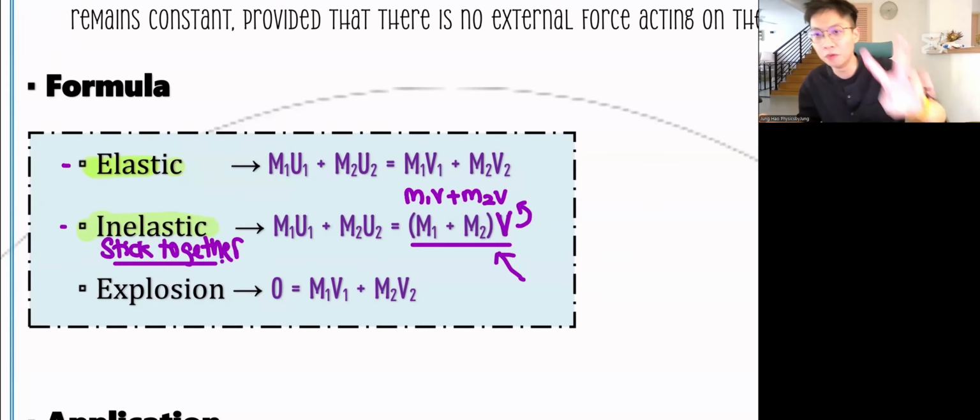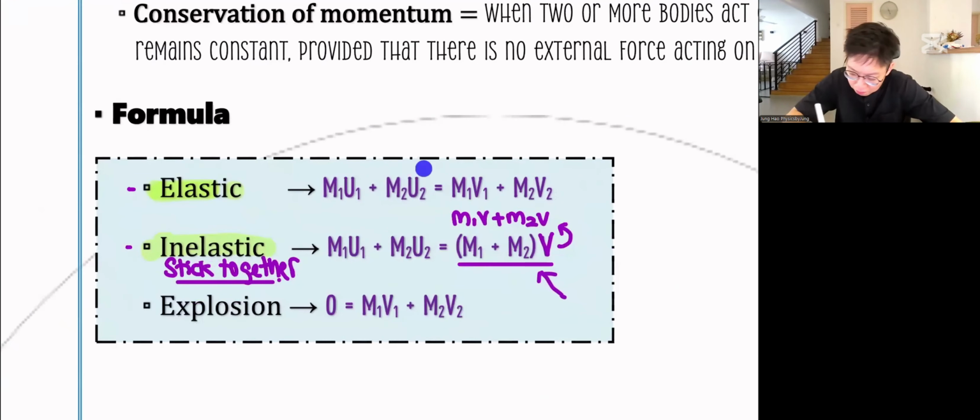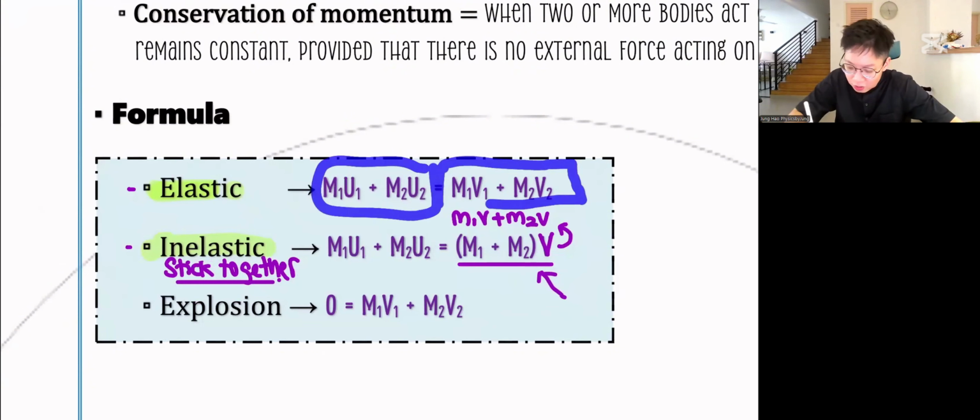Their v will be the same. Okay, can? All right. So why I say that actually all these formulas in momentum is a waste of time? Because if you look at it, the before and after formula is the same one.